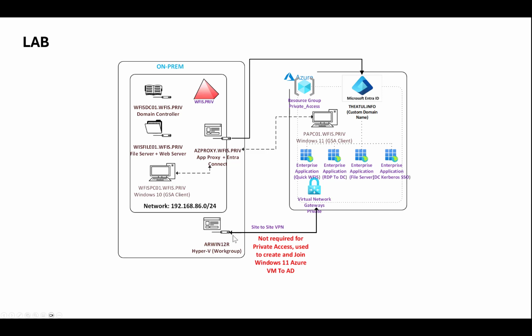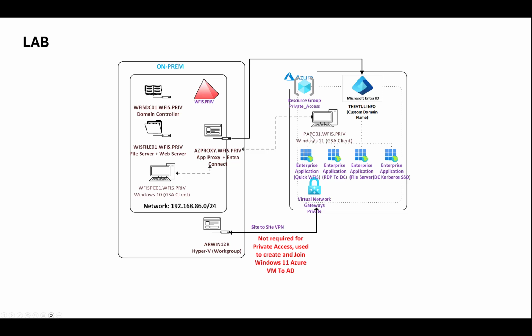I have also, you will see here, created a site-to-site VPN from this server, and it is not a requirement for private access. Why I have done it is that I wanted to show you that devices which are connecting from outside, with no connection to your on-prem local area network, are able to access the resources effectively. In order to join this Windows 11 machine in Azure to this domain, I had to have this site-to-site VPN created so that it is hybrid, and then I disconnect this site-to-site VPN, and we can see the results in our demo.